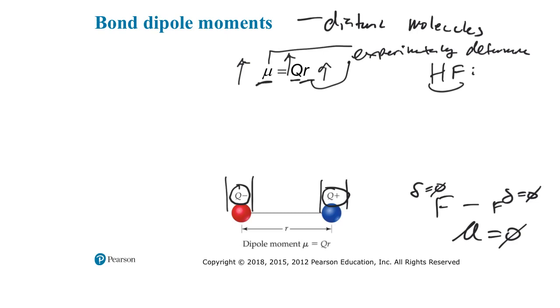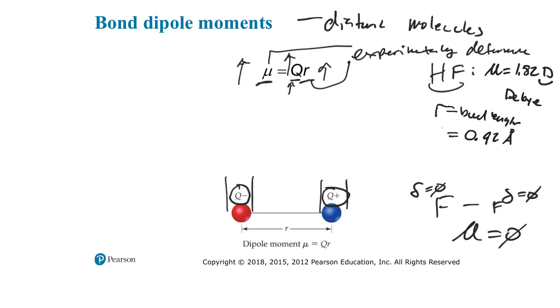So now for HF, the dipole moment is equal to 1.82 capital D. That unit stands for Debye. And then the bond length is R. And for HF, that's 0.92 angstrom. Okay, so can we solve for what Q is? Well, we just have to do a couple conversions.